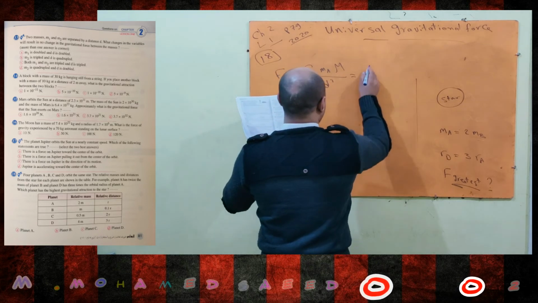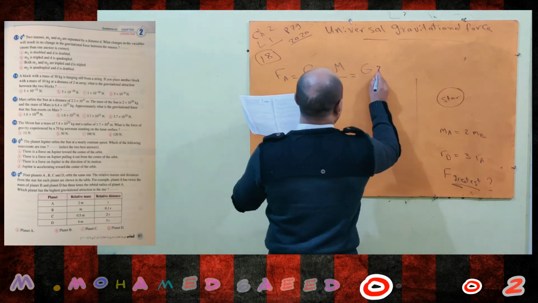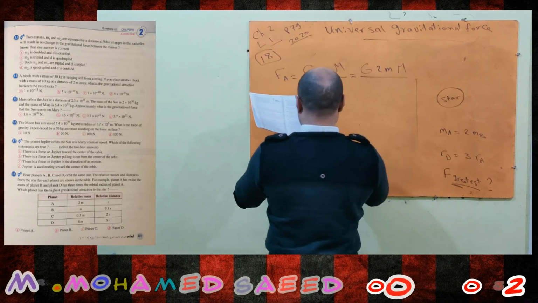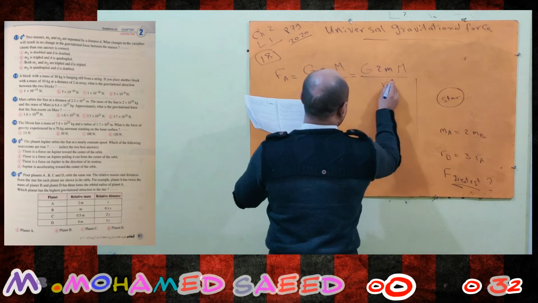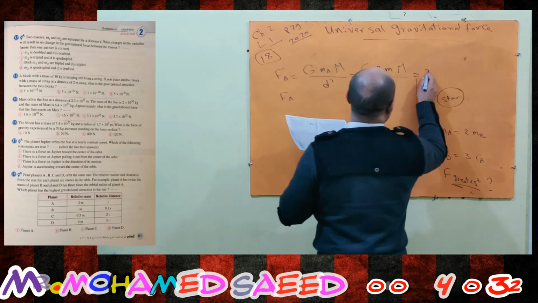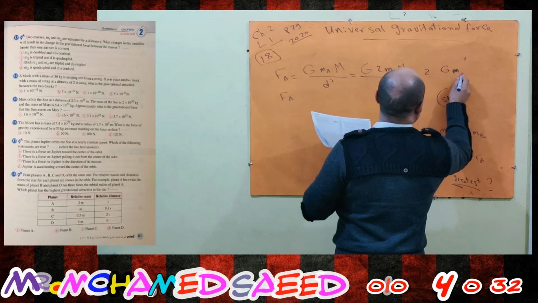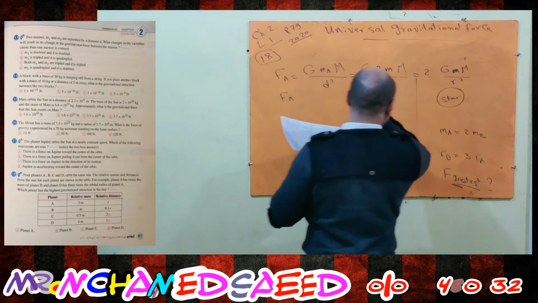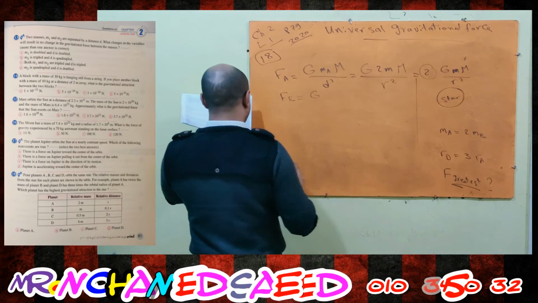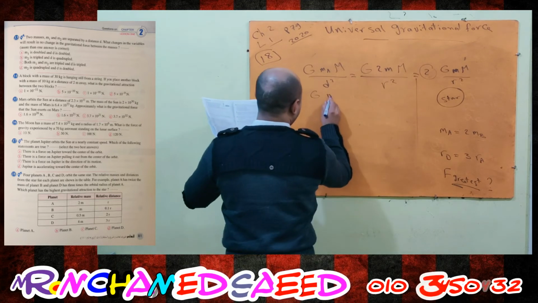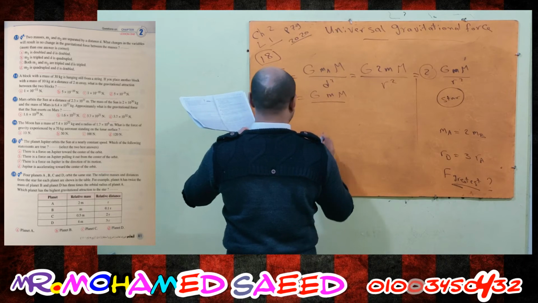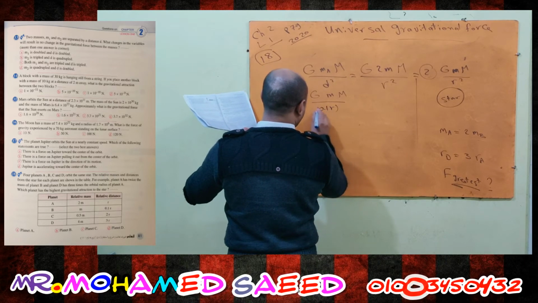Okay, by substituting: G capital M_A 2m times M capital of the planet over R, the relative distance, squared. So we can say that F_A equals 2 G capital M capital over R squared. F_B, G capital M_B equals M star over 0.1 R, 0.1 R all to the power 2.